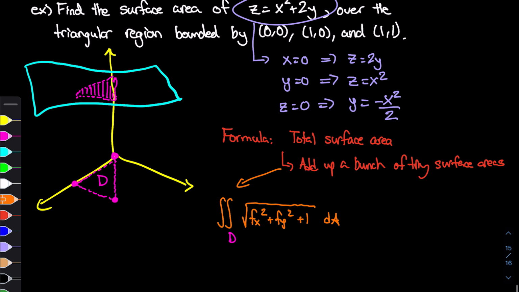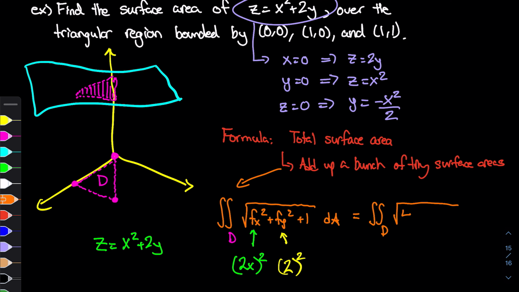Let's do some calculations. So first off, f sub x, since our function is z equals x squared plus 2y, f sub x here is going to be 2x, and then we square it. What is our f sub y? F sub y here is just going to be 2, and we square it, and then there's nothing to do with the 1. So this equation, without doing much to it, is the double integral over D of the square root of 4x squared plus 5 dA.